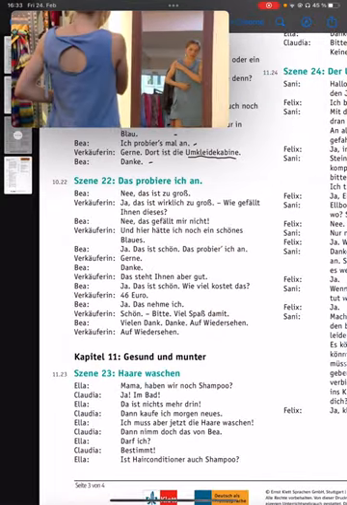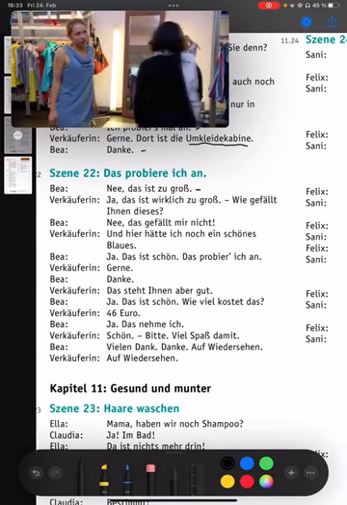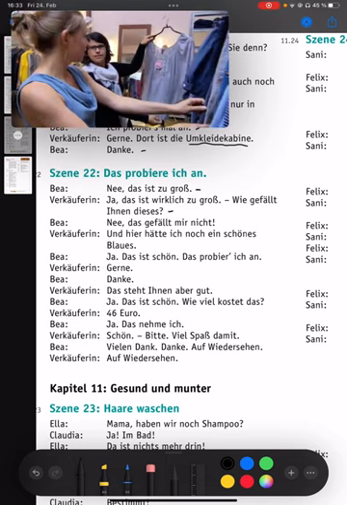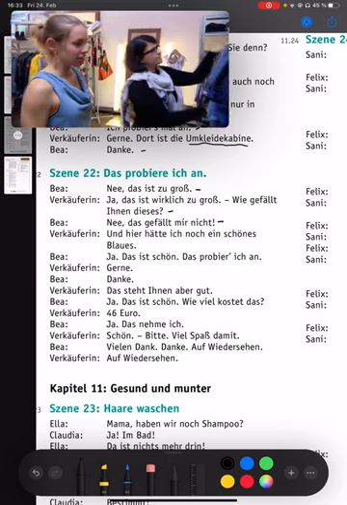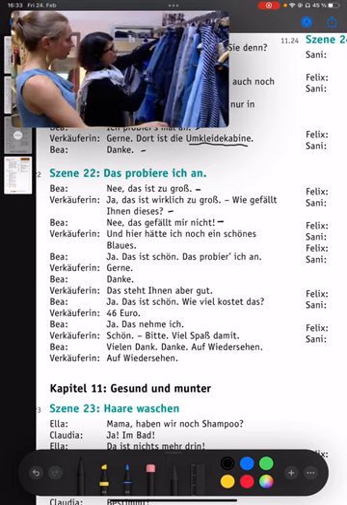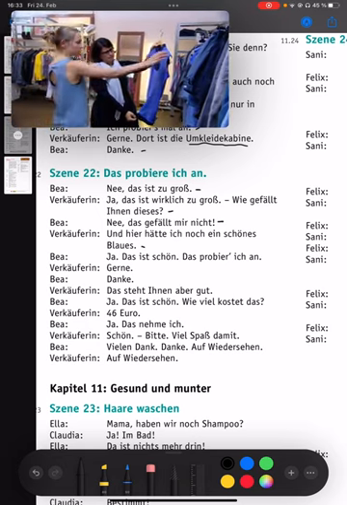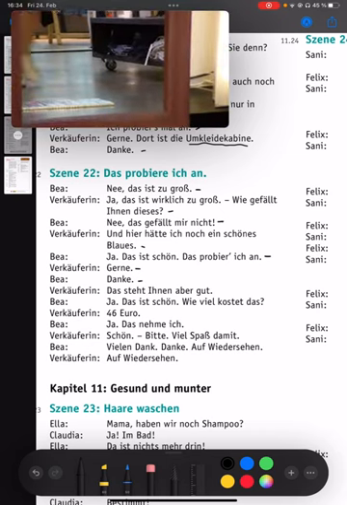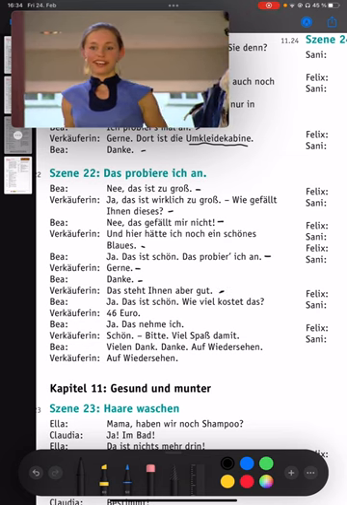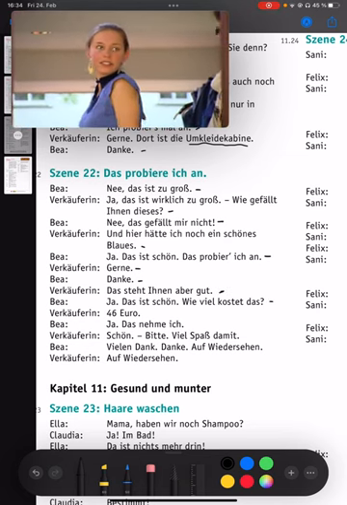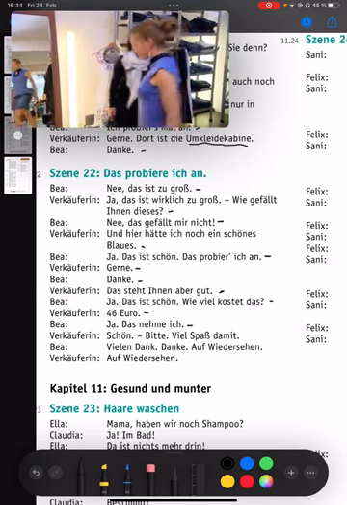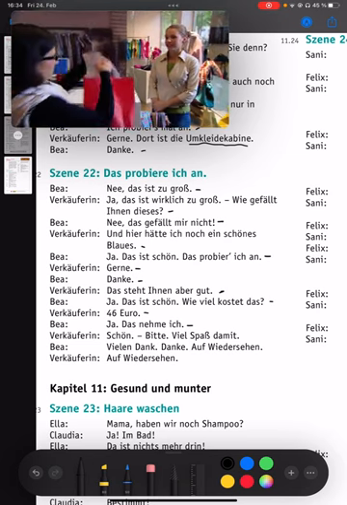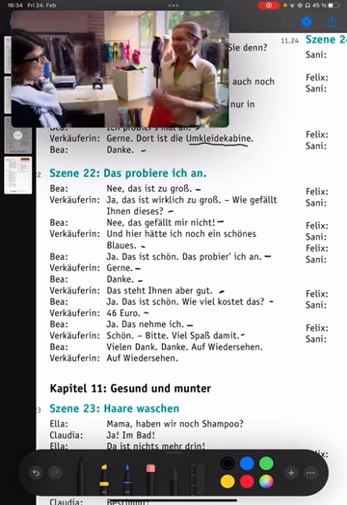Nee, das ist zu groß. Ja, das ist wirklich zu groß. Wie gefällt Ihnen dieses? Nee, das gefällt mir nicht. Und hier hätte ich noch ein schönes blaues. Ja, das ist schön. Das probiere ich an. Gerne. Danke. Das steht Ihnen aber gut. Ja, das ist schön. Wie viel kostet das? 46 Euro. Ja, das nehme ich. Schön. Bitte, viel Spaß damit. Vielen Dank, danke. Auf Wiedersehen.